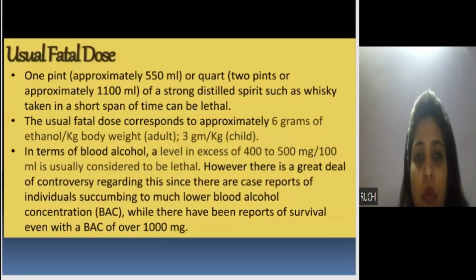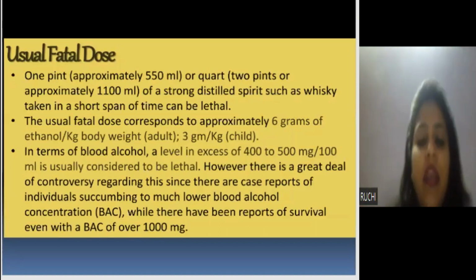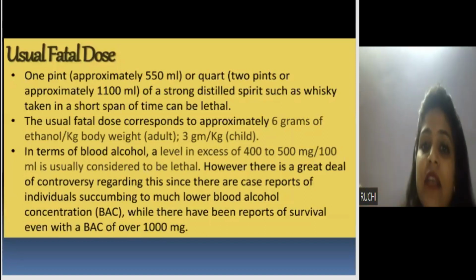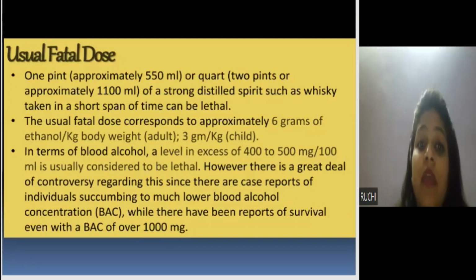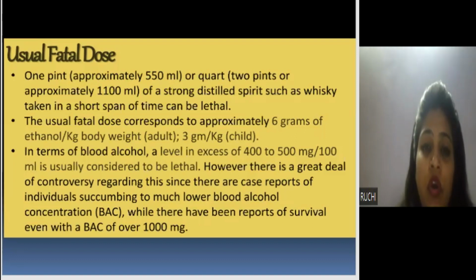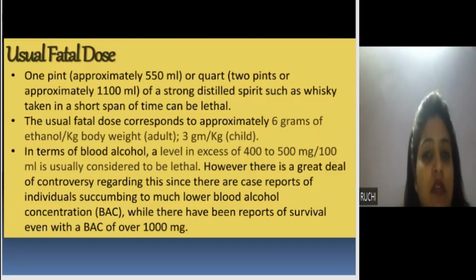The normal limit is 80 mg per deciliter. Now one pint is 550 ml. A strong distilled spirit such as whiskey taken in a short span can be lethal. If we take this much alcohol, it will be a fatal dose, or what we call acute alcohol toxicity. The usual fatal dose corresponds to approximately 6 grams of ethanol per kg body weight in adults and 3 grams per kg body weight in children.